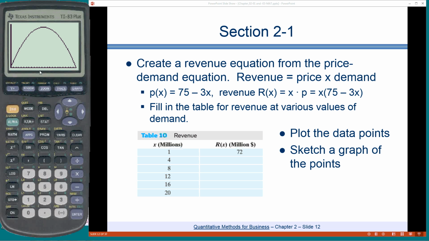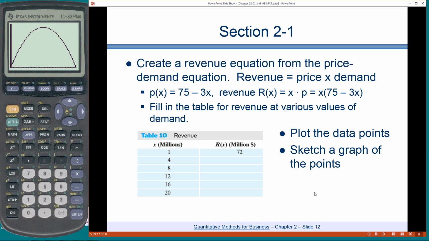So this graph is now showing demand values from 0 up to 25, and it's showing revenue values from 0 up to 500. And we can see that our maximum revenue is probably somewhere slightly below $500 million. So that's how you plot the graph of the revenue equation.